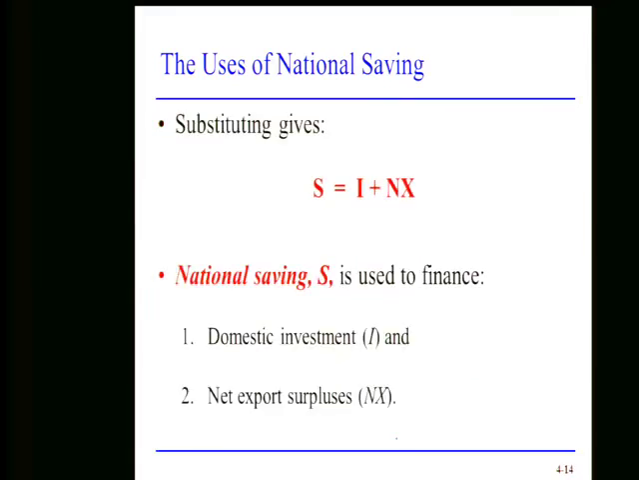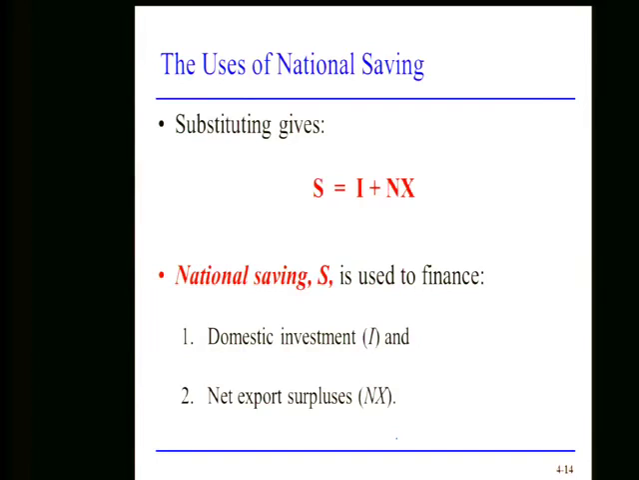So there we are. National saving tells us how much funds have been saved during that time period. The right-hand side, private investment and net exports, tell us how those savings are going to be used. So the saving is going to be used to either fund private investment or a net export surplus. So national saving funds either private investment or a net export surplus.